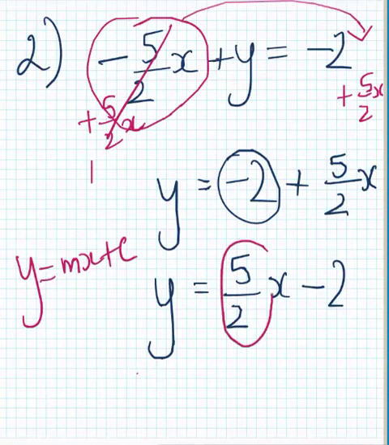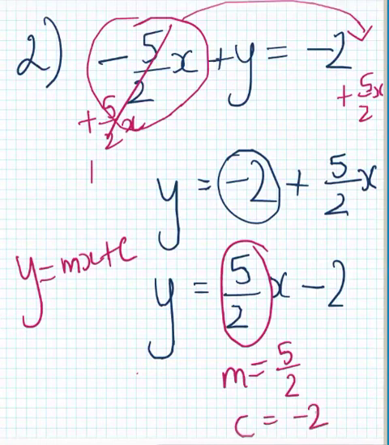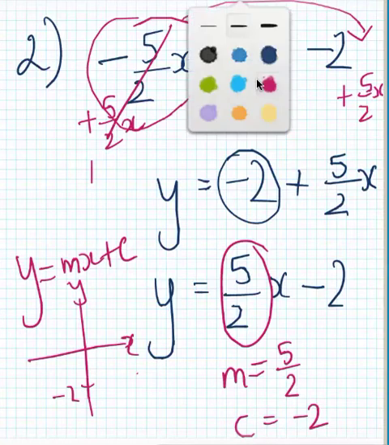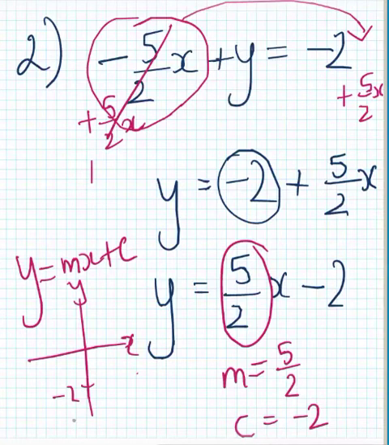My gradient, so m, is 5 over 2 and it's positive. My y-intercept is a negative 2. Okay, and as a quick sketch, we can draw a y and x axis. So c is negative 2, so the y-intercept's down there. Positive gradient, so we're going up the hill. Gradient isn't going to be too steep. And that's a rough sketch, passing through the y-intercept, and we know positive means going up the hill.